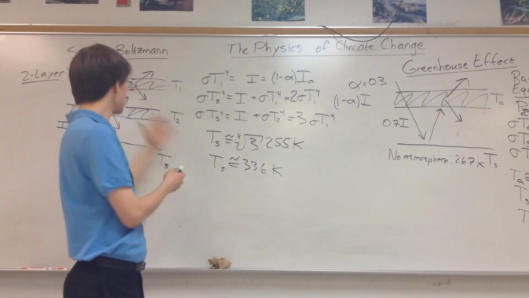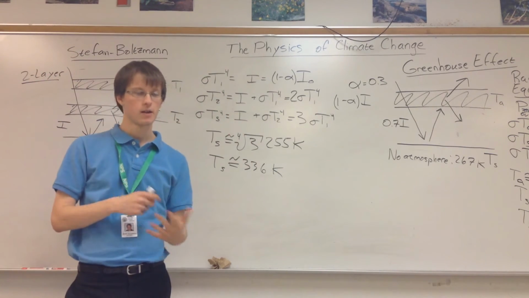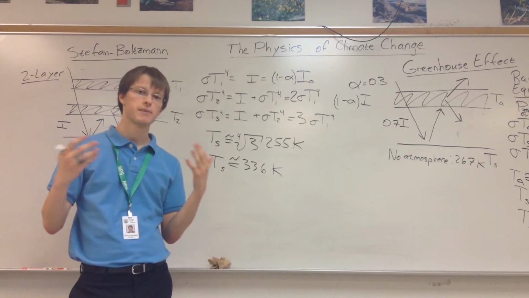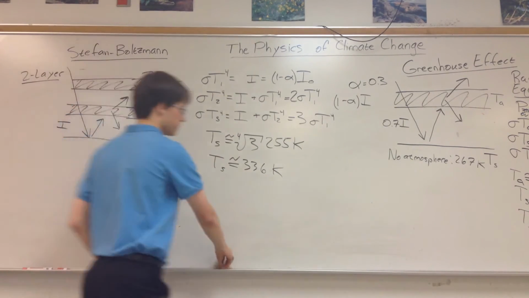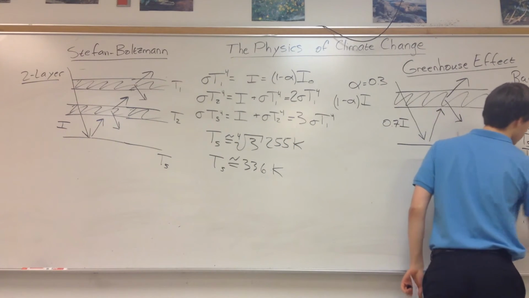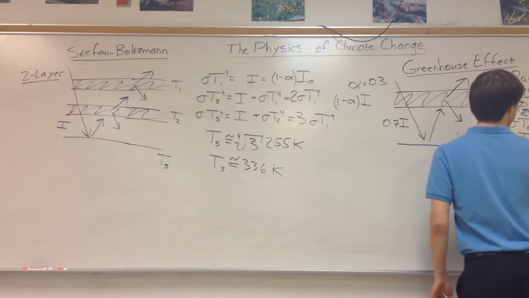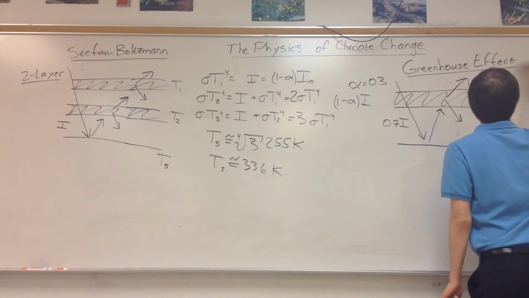However, we still know we're making some assumptions. We're pretending that the atmosphere doesn't reflect anything on the way in. So let's try to make this a little bit more accurate, a little bit more realistic. And we're going to do that by now saying that the atmosphere layers do in fact reflect some of the incoming infrared radiation.